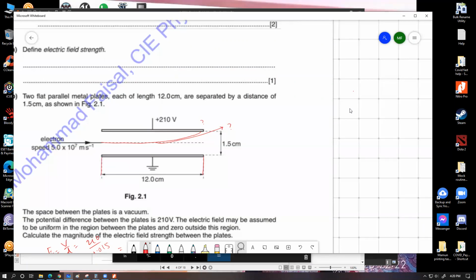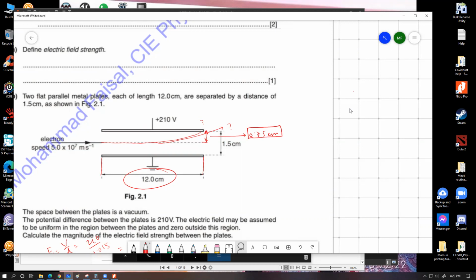What you need to understand is that if the electron has to emerge out, whenever it covers a 12 centimeter horizontal distance, it should cover less than this distance, right? How much is this distance? It will cover 0.75 centimeters. So the logic is, by the time it covers 12 centimeter of horizontal distance, it should cover less than 0.75 centimeter of vertical distance. If that happens, then it is going to come out. If it covers more than that, then the electron has already hit this plate somewhere over here.